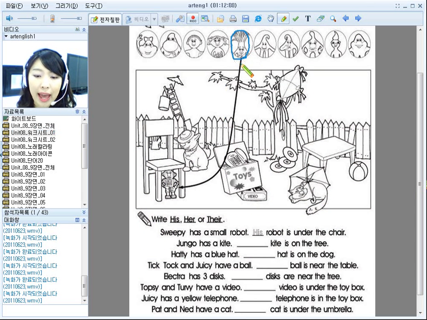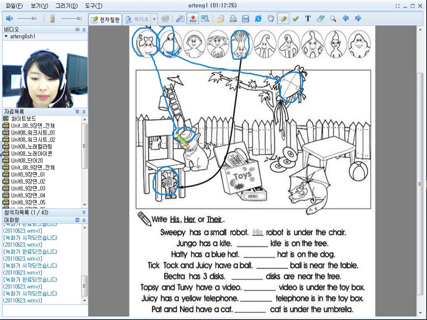Sweepy has a small robot. His robot is under the chair. Django has a kite. His kite is on the tree. Teddy has a blue hat. Her hat is on the dog.